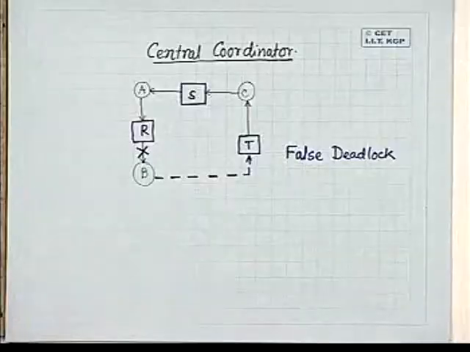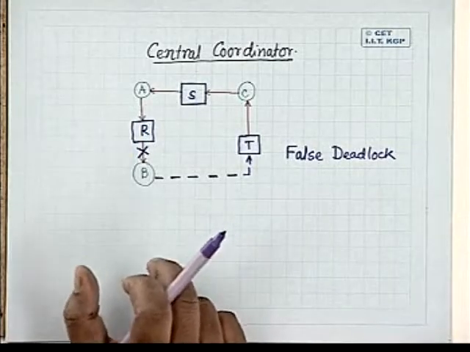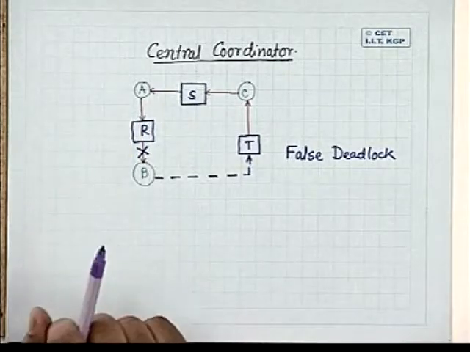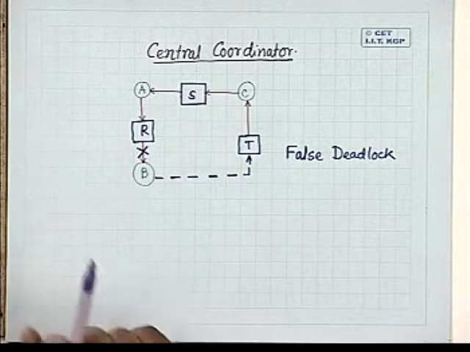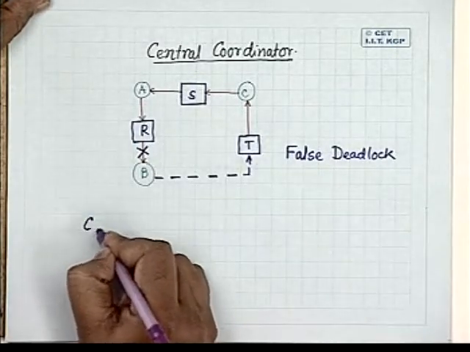And you find that here we have tried to determine the deadlock by a central coordinator. It is the central coordinator which is finding out whether there is a deadlock or not. So this type of approach is called the centralized deadlock detection approach.